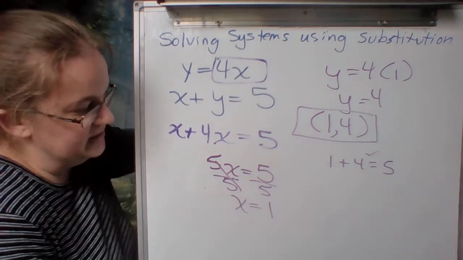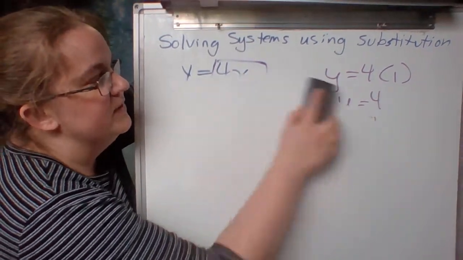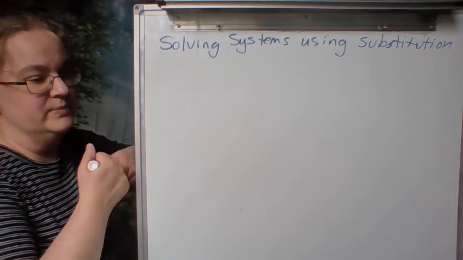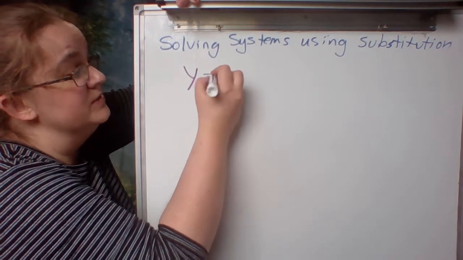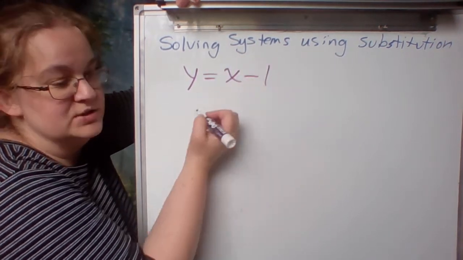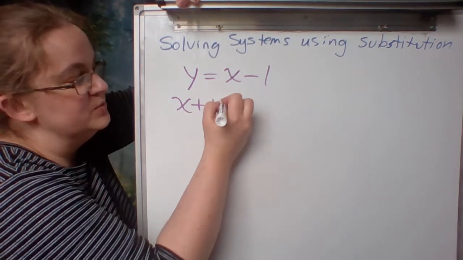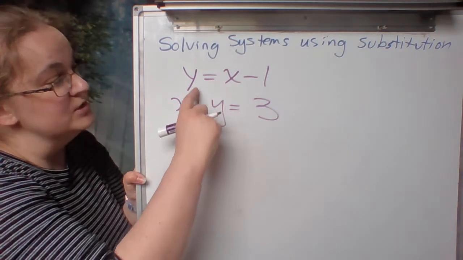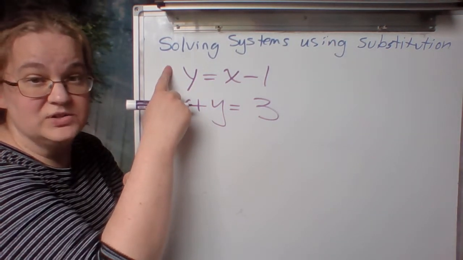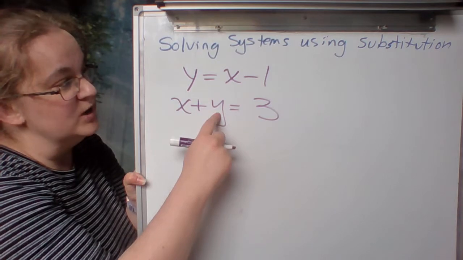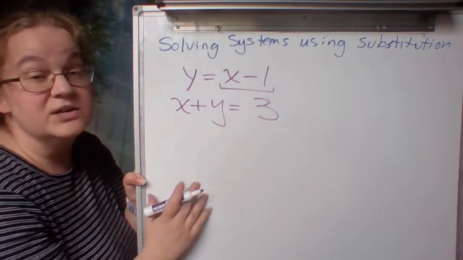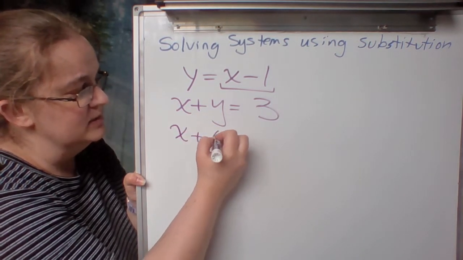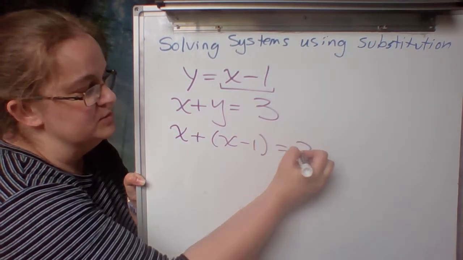Okay, so let's look at another example. Again, if I already have an equation that's solved for a particular variable, it's very easy. If I need to, I can always solve for a variable in order to be able to use the substitution method. But this way gives you a very accurate picture of what's going on. Okay, so in this case, again, I've already got one solved for y. So I'm just going to replace y here with what it tells me to. And what it tells me to is x minus 1. So x plus x minus 1 equals 3.